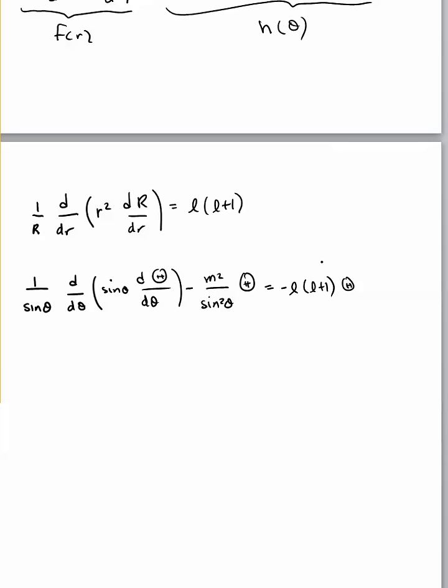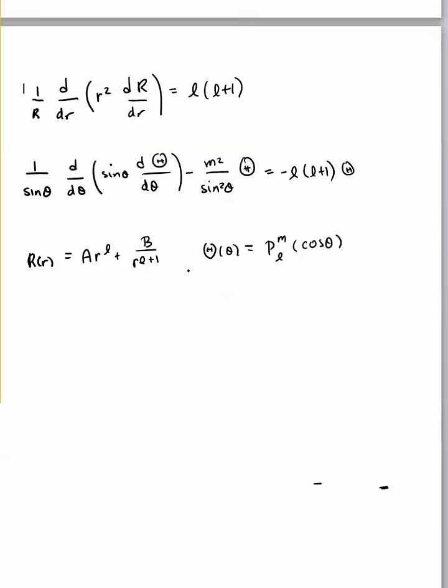So solving these two expressions, not trivial. You could do the R expression just based on what you've learned in Theophys with a little bit of time. This one's a little more complicated. But in the end, if you solve these two expressions, and I won't hold you responsible for solving either of these on an exam, but if you did grind through it, then you would find out that your solution for r takes on this form, A r to the L plus B over r to the L plus 1. And your solution for theta is what we call the associated Legendre polynomials.